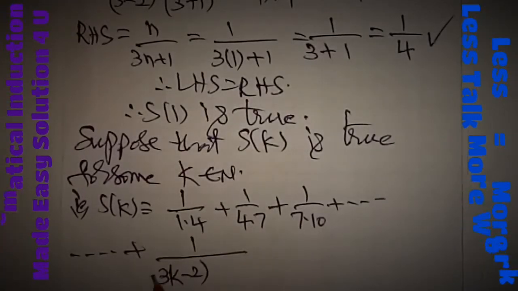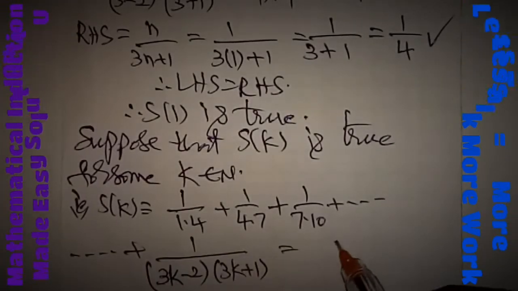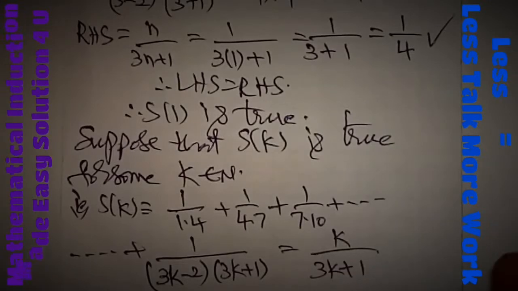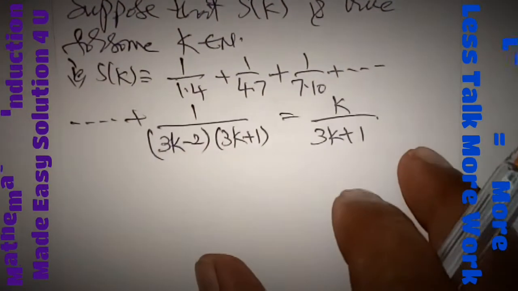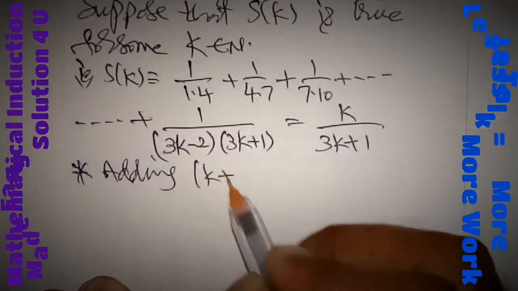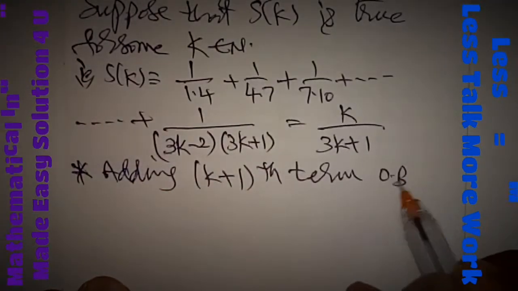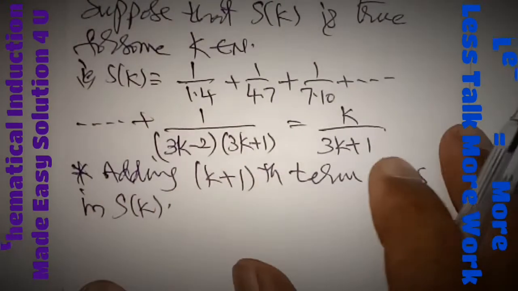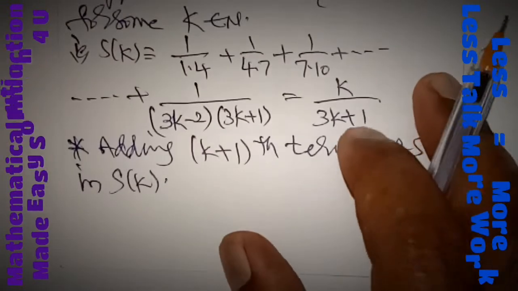You can write that 1 by (3k minus 2) into (3k plus 1) is equal to k by (3k plus 1). After completing this step, you can take an important step: adding the (k plus 1)th term on both sides in S of k.